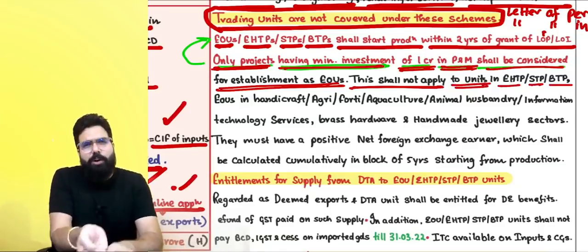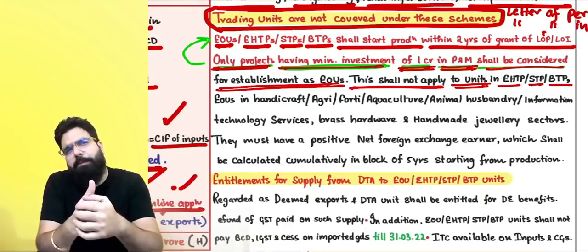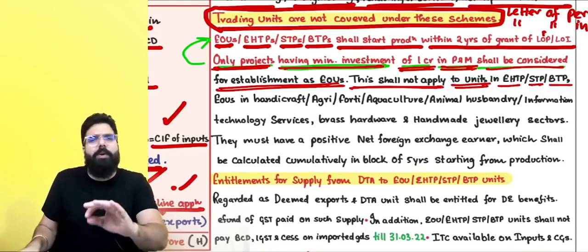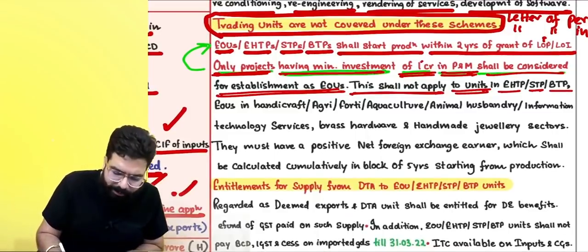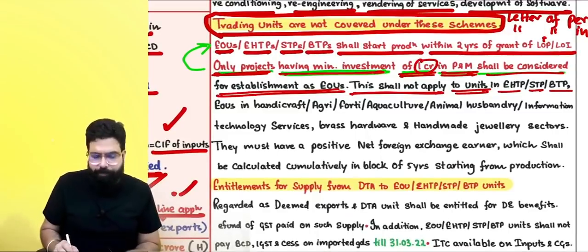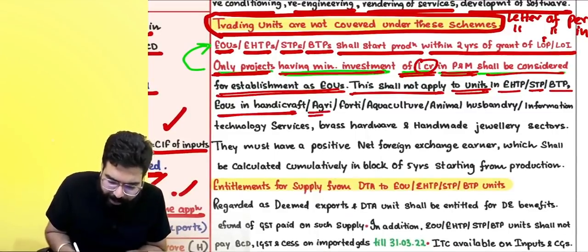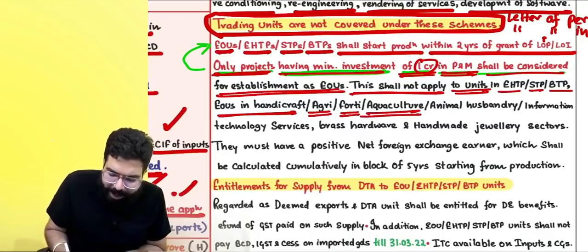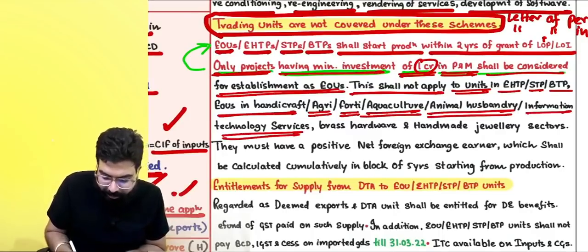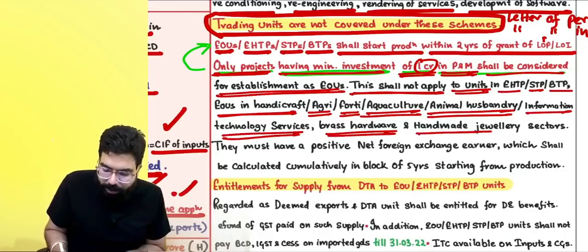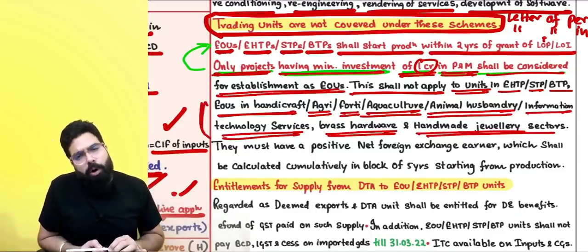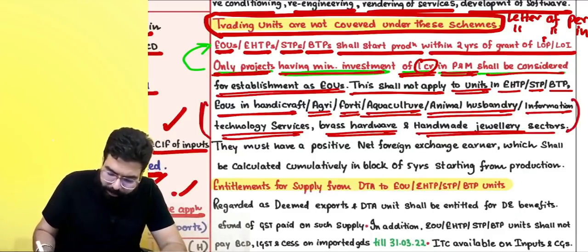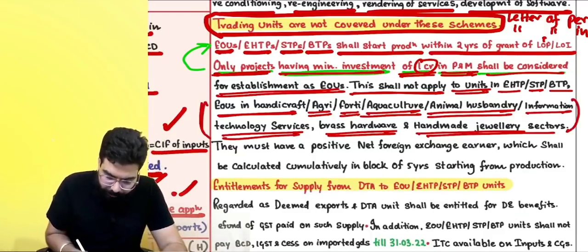Now, in that scenario, the investment might be very low, only laptops are being purchased. In that scenario, they are telling, no sir, this obligation of 1 crore investment in plant and machinery is not there. EOUs in handicraft, agriculture, horticulture, aquaculture, animal husbandry, information technology services, brass, hardware, handmade jewelry sector. EOUs can be in all this. Always remember one thing.